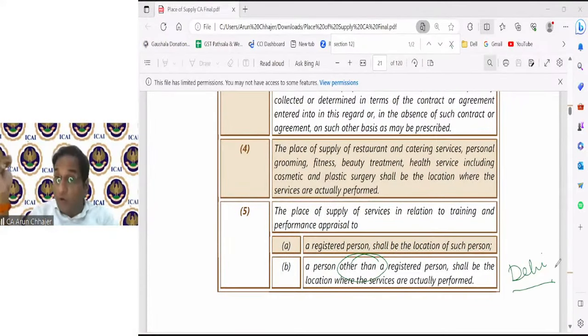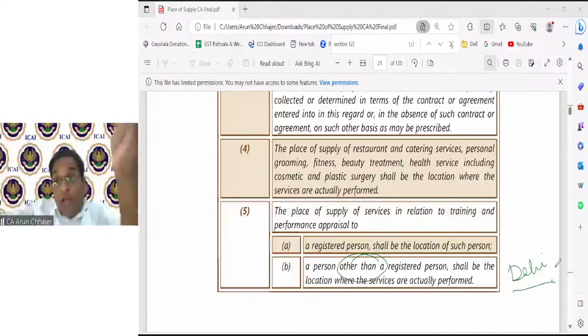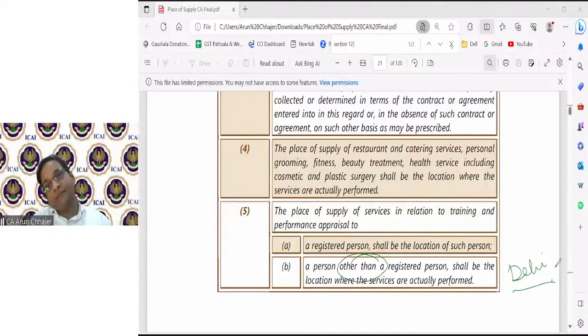You are from UP, you are from Kerala, you are from Calcutta, West Bengal, you are from Maharashtra. You all are coming to take the training. What would be the place of the supply? It would be Delhi. The place of the supply would be Delhi. It means the location where the event is actually held or where the service is actually performed.